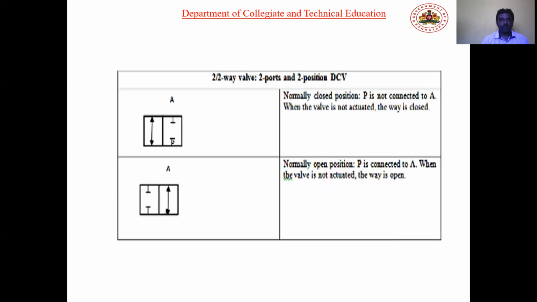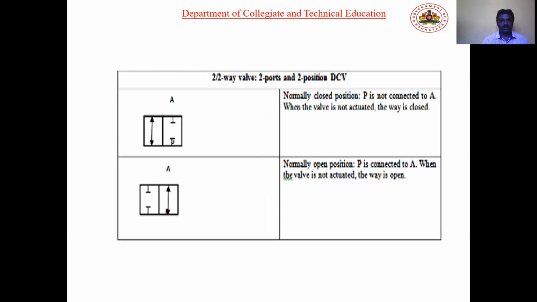Then we have the 2x2 way valve, a two port, two position directional control valve. In the first figure, we can see the closed position. It is normally closed, so P is not connected to A. When the valve is not actuated and not connected to an actuator, it is closed. That is why it is called a two-way, two port, two position directional control valve in a closed position.